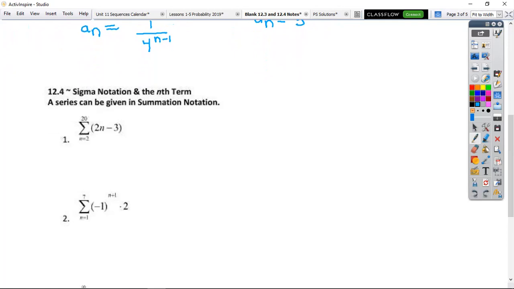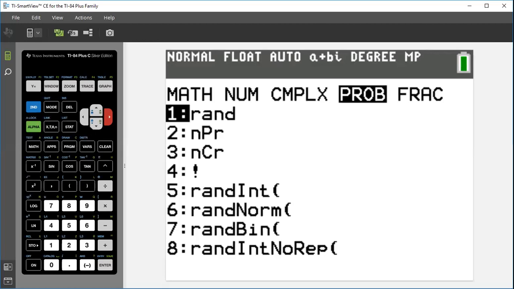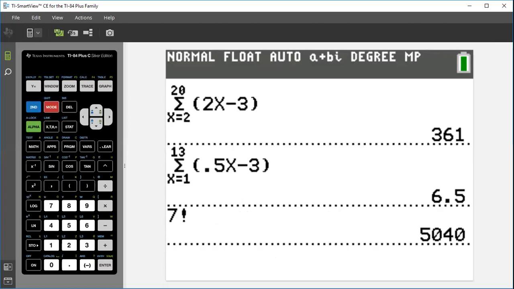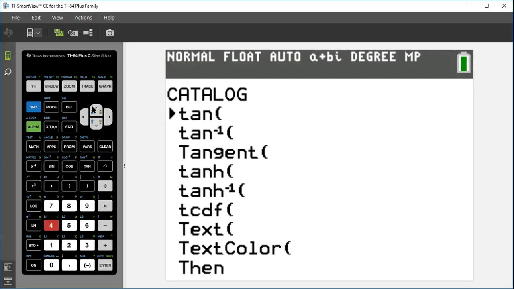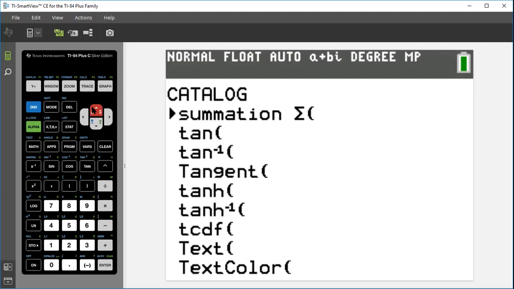So what you're going to do to type that in again is you're going to pull up your catalog. So you're going to go to second number 0. And then you're going to hit alpha, alpha. And I realized it's faster if you hit T. And then instead, if you go up 1, there's your summation. I think that's a little faster. Hit enter.